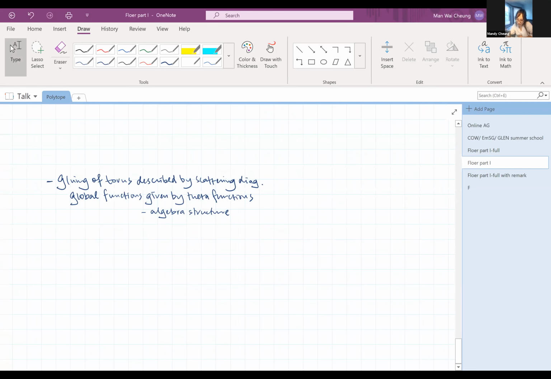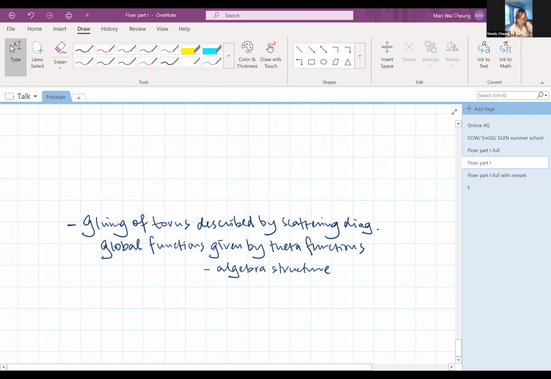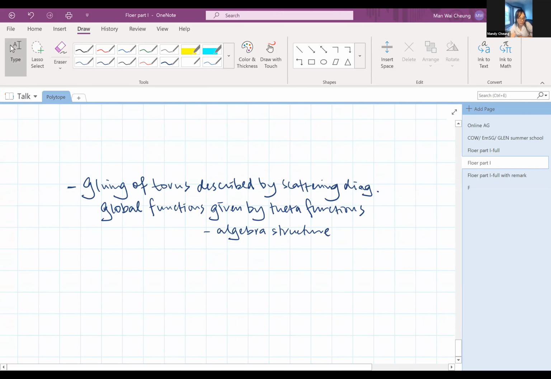Here you can see the first part of the talk today. I hope I can just convince you of two messages. The first message is we have a scattering diagram, and we associate a torus to a chamber, and the space we obtain at the end is just gluing of those torus, and the combinatorics can be described by the scattering diagram. And the second thing I want to say is the global functions of the space are given by theta functions, which appeared in Julia's talk.